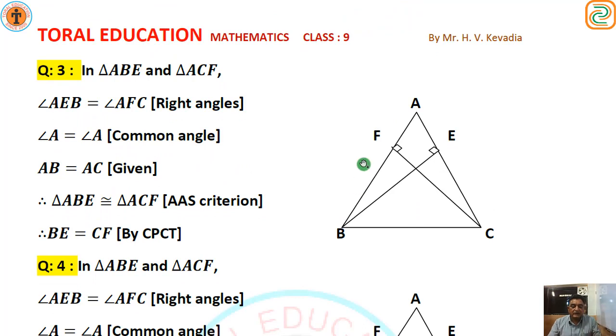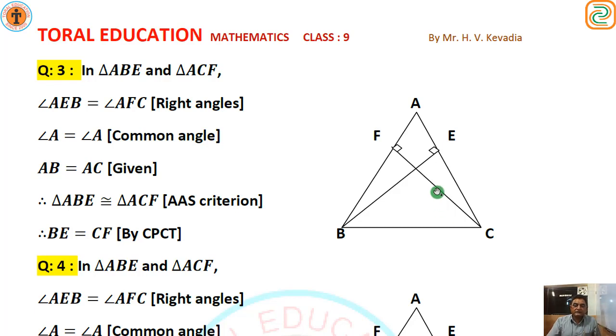Question number 3 says, ABC is an isosceles triangle in which altitudes BE and CF are drawn to equal sides AC and AB respectively. Sides AC and AB are equal. Altitudes are given, that means right angles. Show that these altitudes are equal, that means BE equals CF.